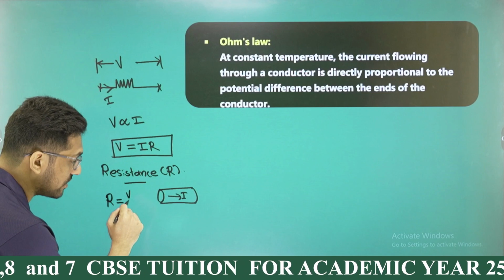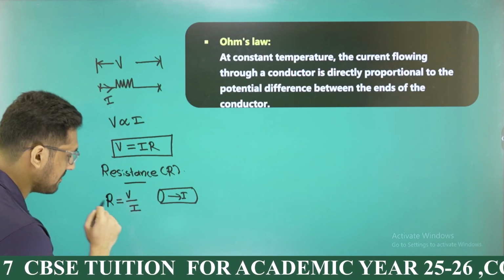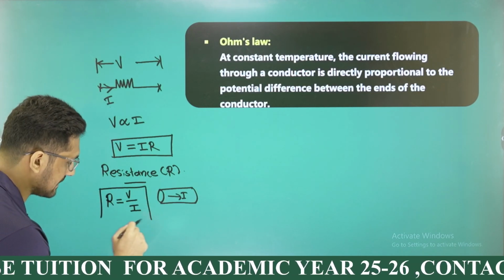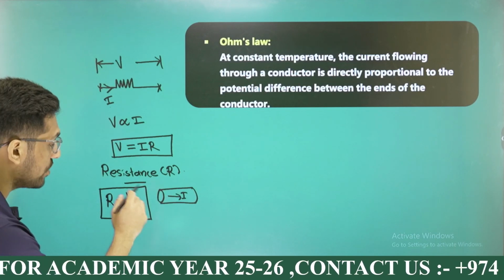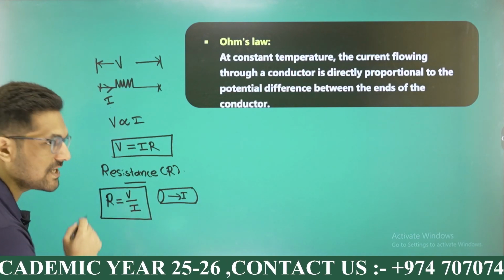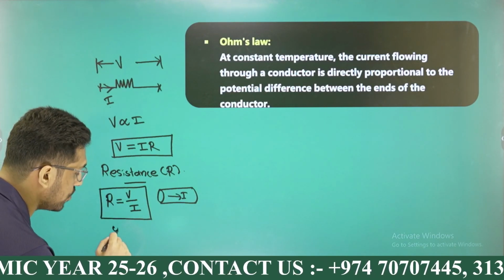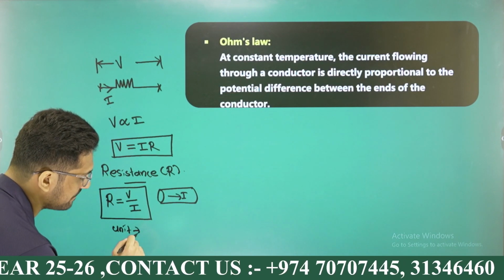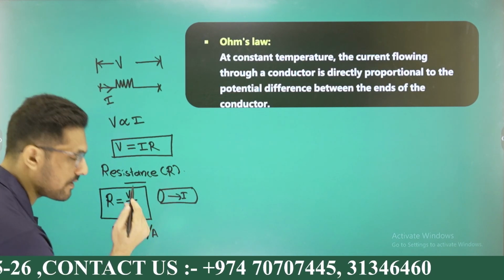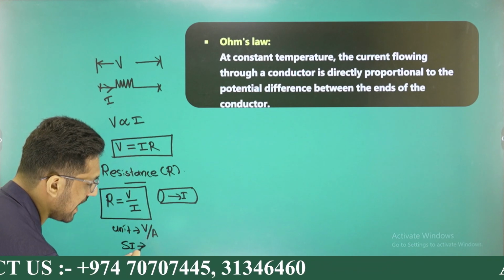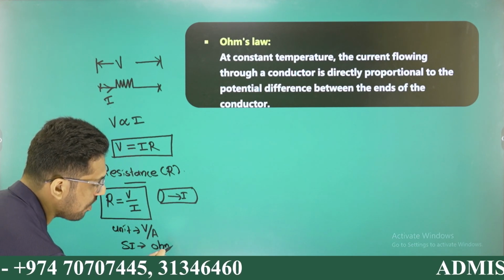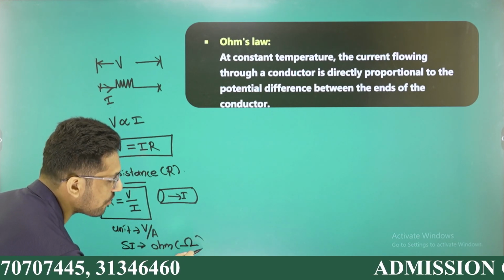That will be voltage divided by current. This is the equation for resistance. Okay? What is the unit of resistance? Voltage divided by current, so the unit can be written as volt per ampere. And we are representing that as ohm. This is the symbol for ohm.